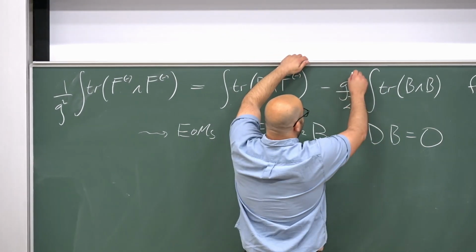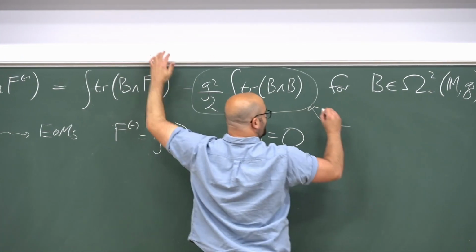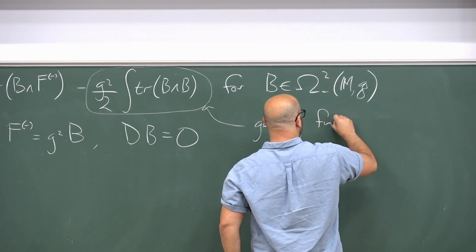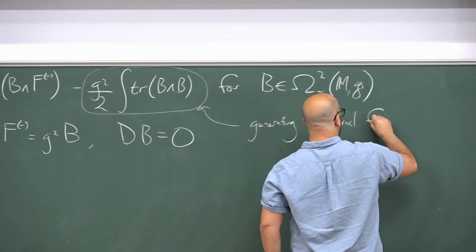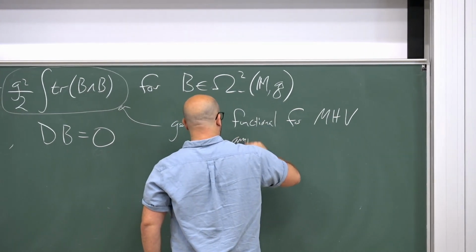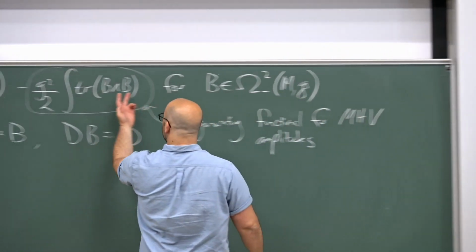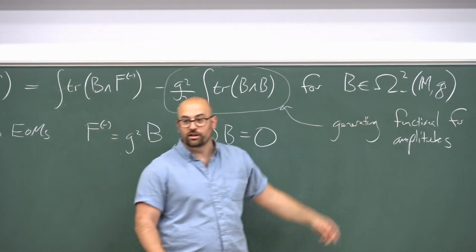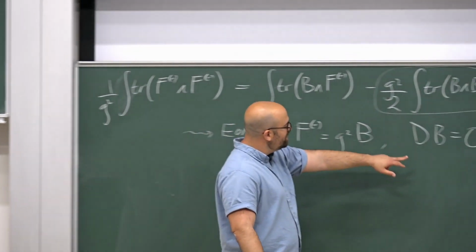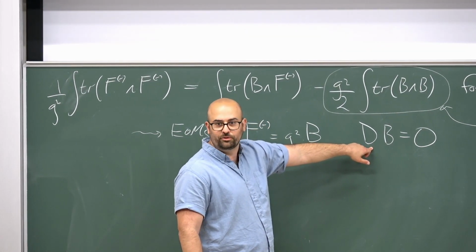And that's now generated by precisely this term in the action. This is now a generating functional for the MHV amplitudes. So why? It's quadratic in b, which is now the thing that's encoding the anti-self-dual or negative helicity degrees of freedom. And b's equation of motion is that it's a linear anti-self-dual field propagating on a non-linear self-dual background for small g.